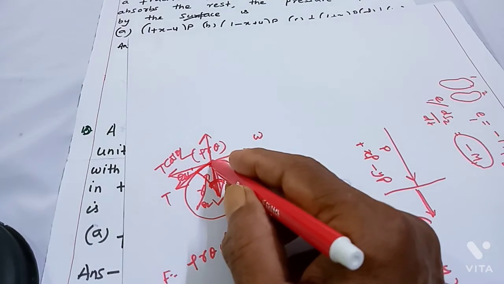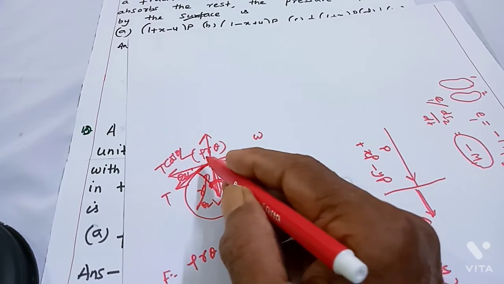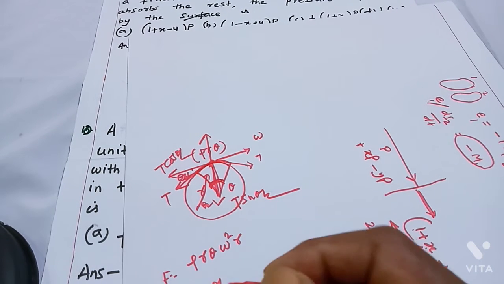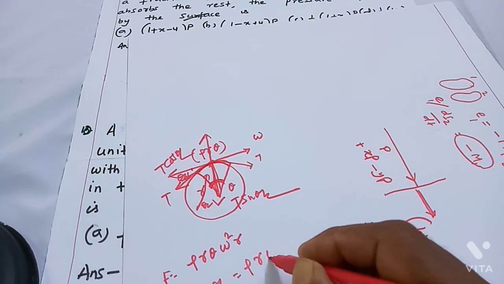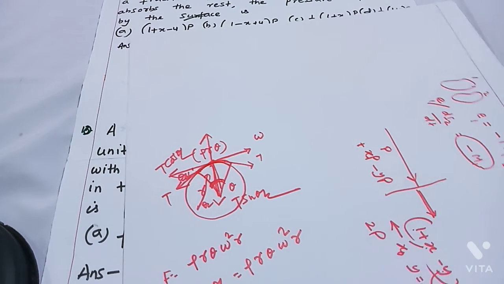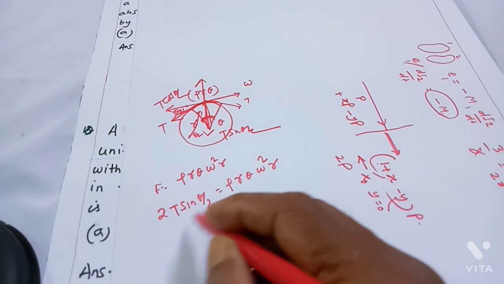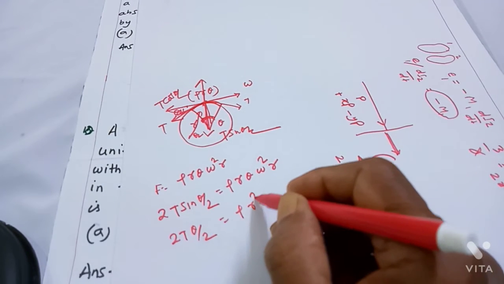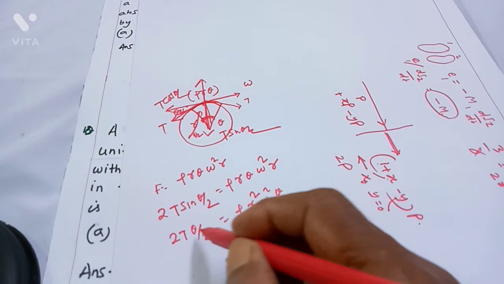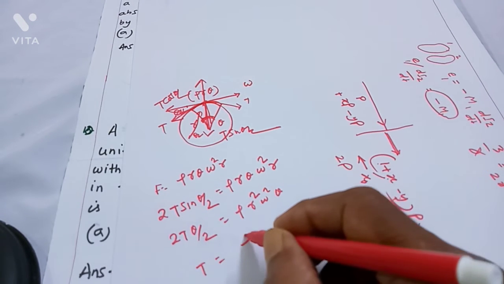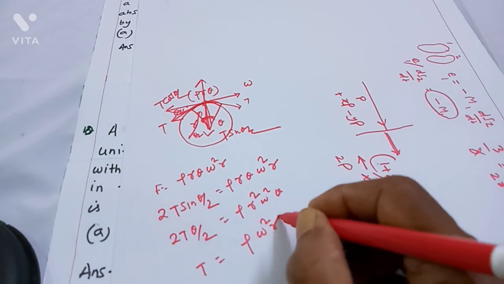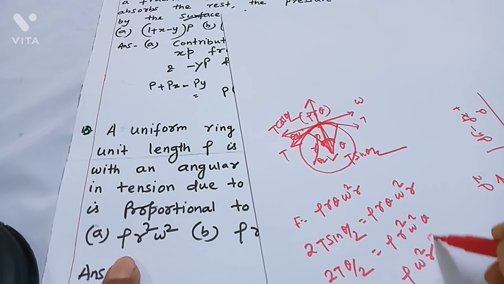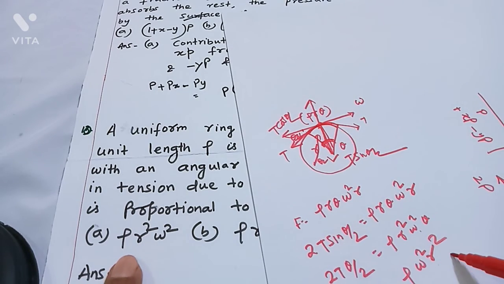So the net force acting on the elemental part due to the tension, 2T sin theta by 2, should be equal to rho r theta omega square r. Now theta is small, so this is 2T theta by 2 equal to rho r square omega square theta, and tension equal to rho omega square r square. So the correct answer is rho omega square r square.